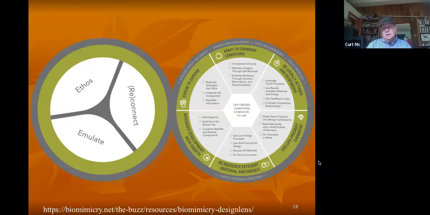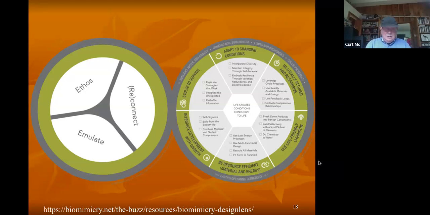And then on the right, reconnect means, and it's not just that, but we're out in nature, we're spending time, we're learning, we're doing stuff. And then finally, we get to this step we call emulate, where we're like, okay, how do we make a better thing? Something with less impact? How can we learn from nature?